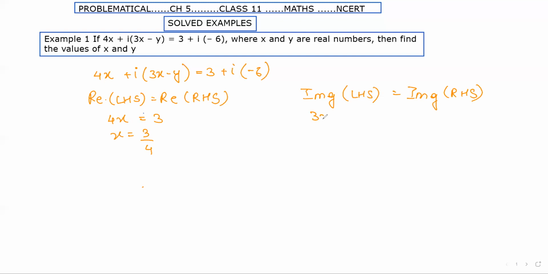Therefore, 3x minus y will be equated with minus 6. 3 times x, the value is 3 upon 4, minus y is equal to minus 6. So 9 by 4 plus 6 is equal to y. The y will be equal to 24 plus 9, 33 upon 4.